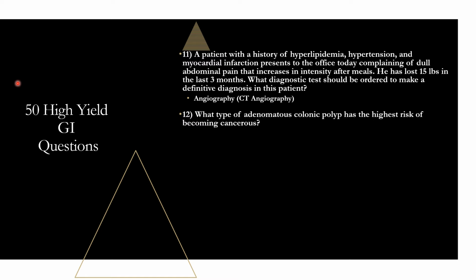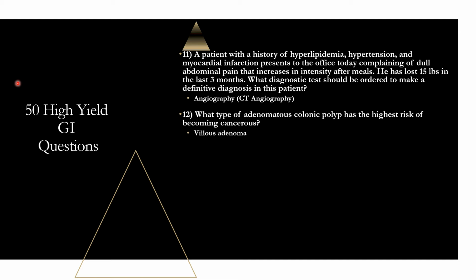So 12, what type of adenomatous colonic polyp has the highest risk of becoming cancerous? It's going to be your villous adenoma. It has about a 35 to 40% chance of malignancy.